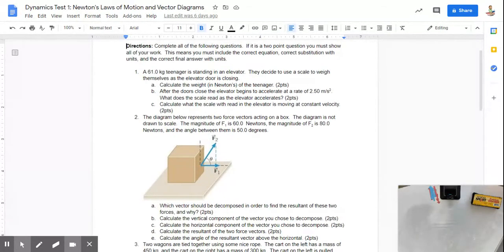So the first one, you have a 61-kilogram teenager standing in an elevator, and they decide to weigh themselves. Let's get our markers and start. We've got an elevator, and the teenager has a mass of 61 kilograms. Of course, you have Fg pulling them down, and likewise the force of the scale pushing them up. The first part says calculate their weight in newtons.